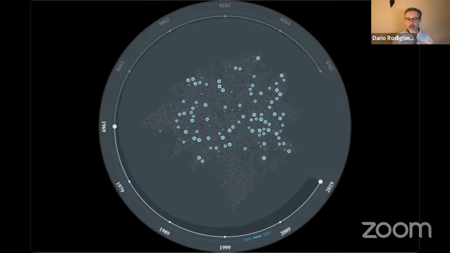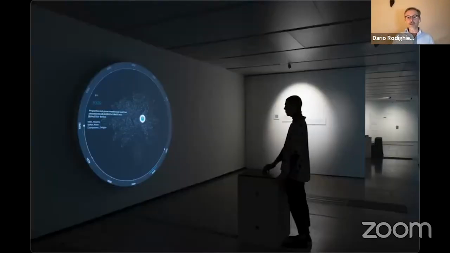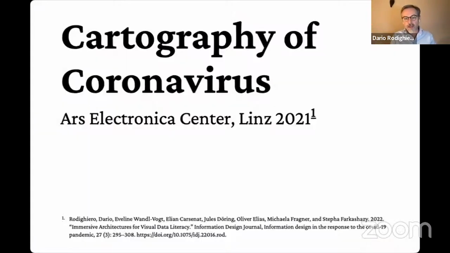And what was interesting, just to come back to the idea of organization, of establishment of the physical spaces, is that we created a digital installation to show this work to the public. And this is a picture of it. Second project, the cartography of the coronavirus, took place in 2021 at the Ars Electronica Center during the festival.